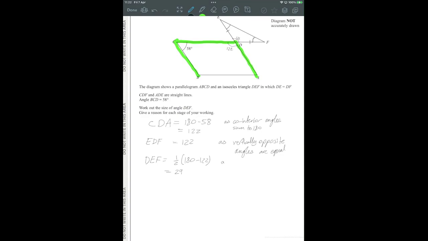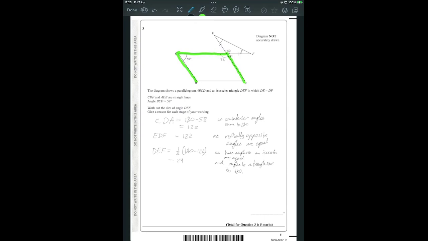And I've used two rules there as base angles in an isosceles are equal and angles in a triangle sum to 180.